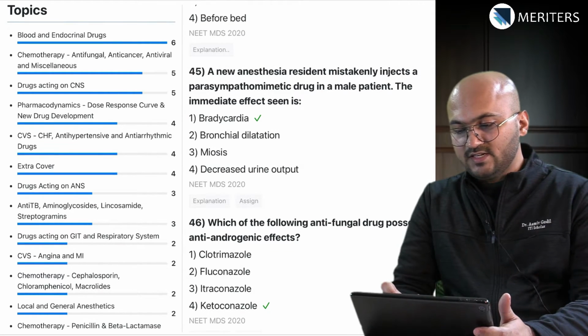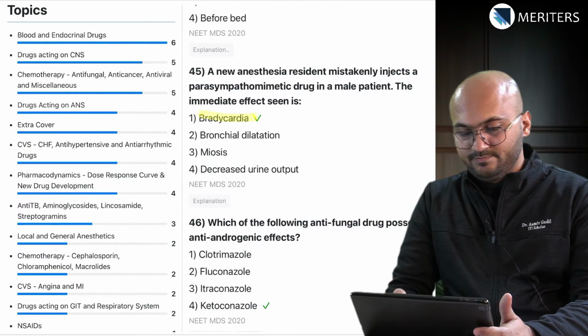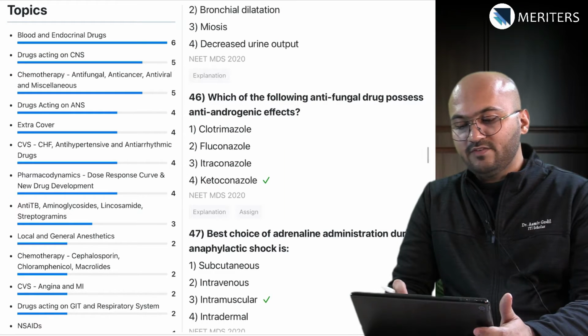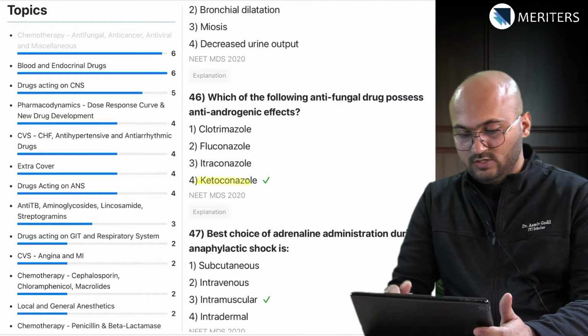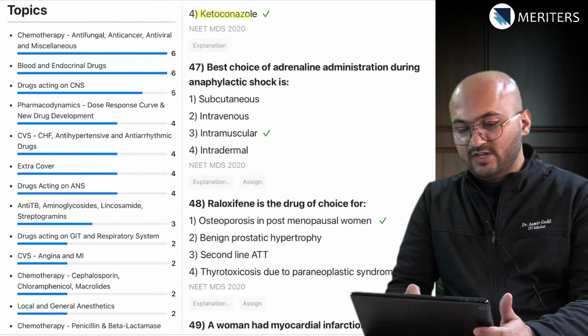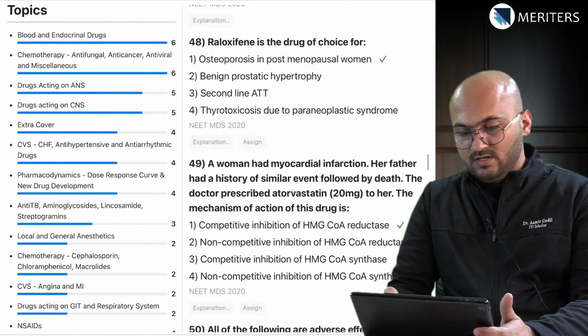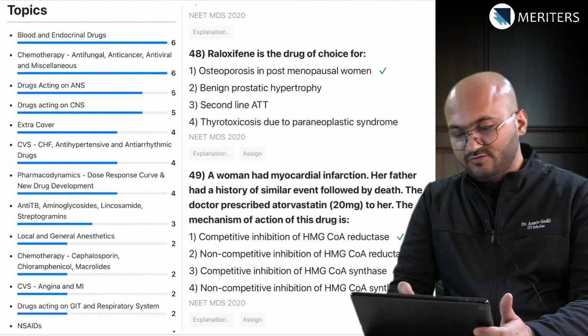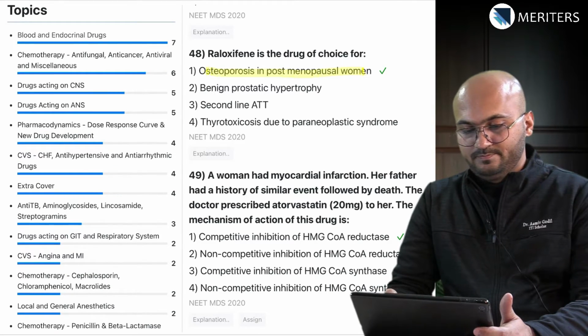New anesthesia resident mistakenly injects a parasympathomimetic drug in a male patient. You will see some bradycardia. Which of the following antifungal drug possesses anti-androgenic effects? Ketoconazole. Best choice of adrenaline administration during anaphylaxis is intramuscular. Raloxifene is the drug of choice for osteoporosis in postmenopausal women.